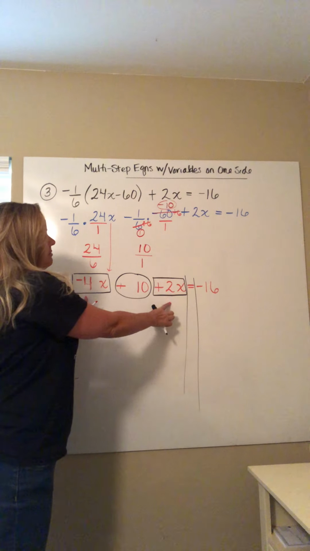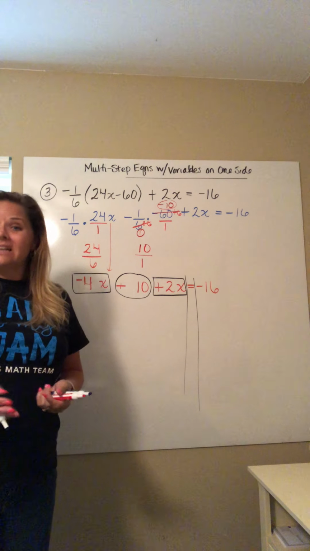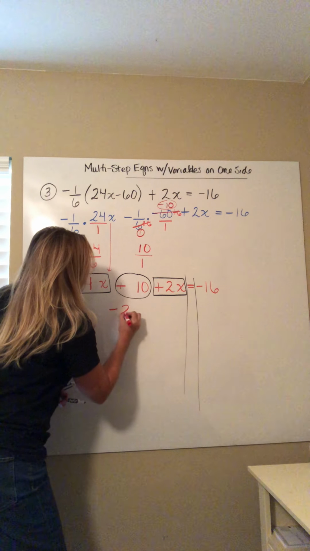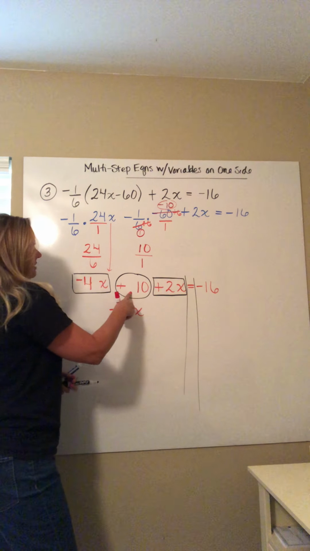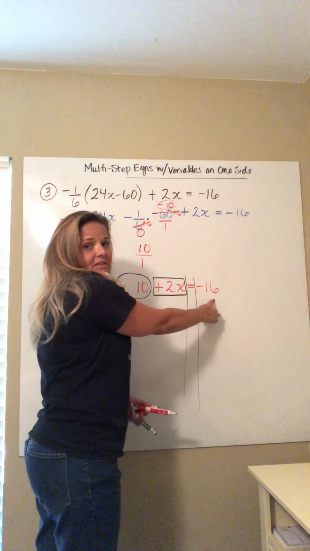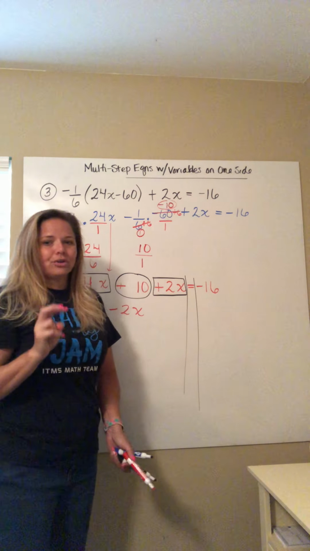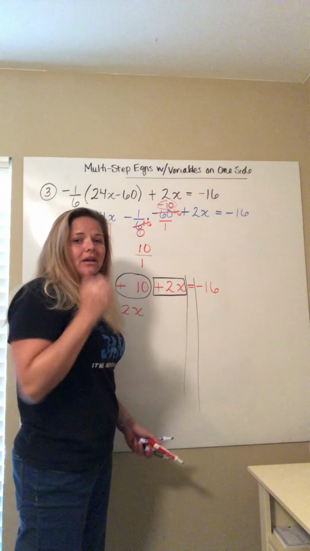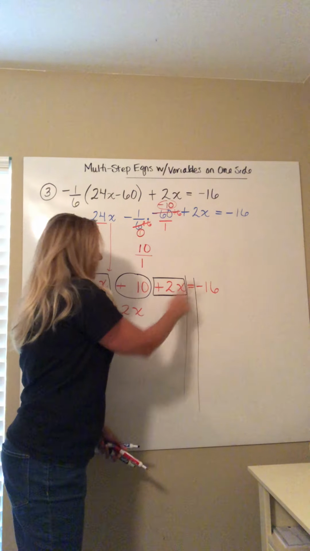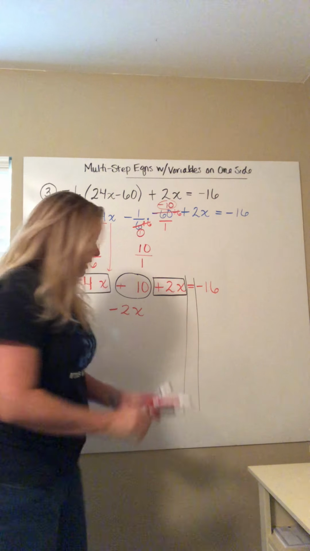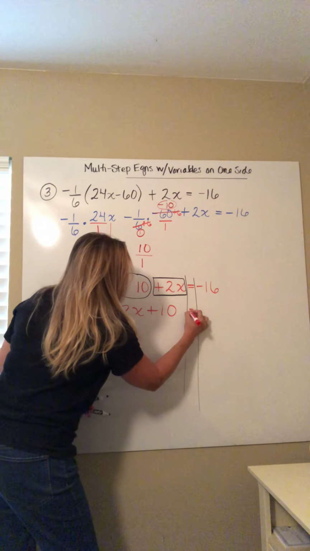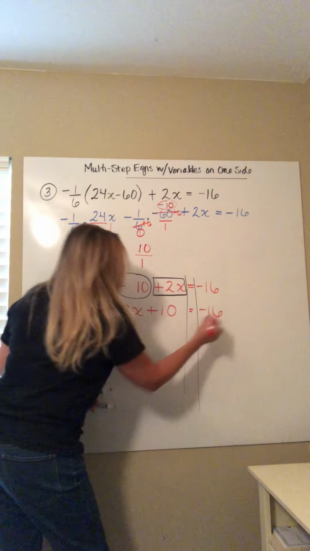Negative 4x and positive 2x. Well, that makes negative 2x. Positive 10 doesn't have any other like terms with it. Do not get confused with this guy. He is not considered a like term because he's on the other side of the equal sign. He's on the other side of the road, isn't he? Here's my road. They can't combine together if they're on opposite sides of the road. So I'm going to bring down my positive 10, bring down my equal sign and my negative 16.